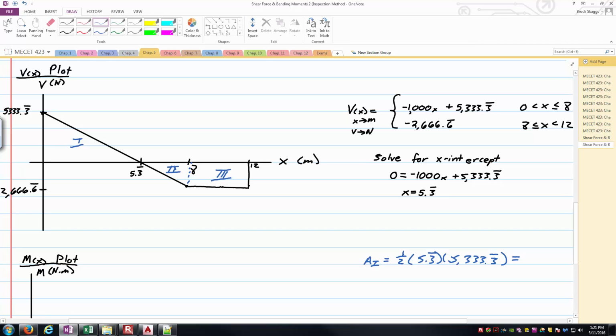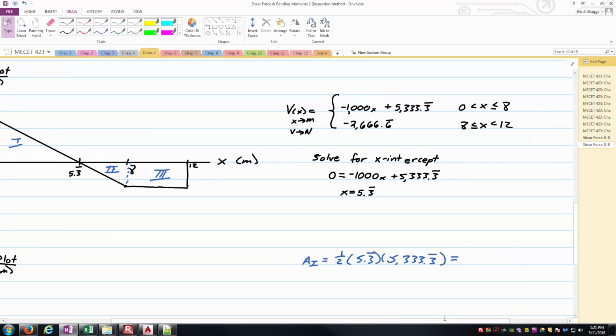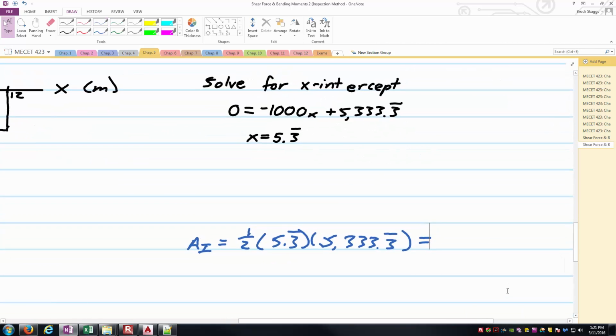And so I'll just quickly grab my calculator and enter that in. It looks like 14,222.2 Newton meters is the amount that it's going to rise.